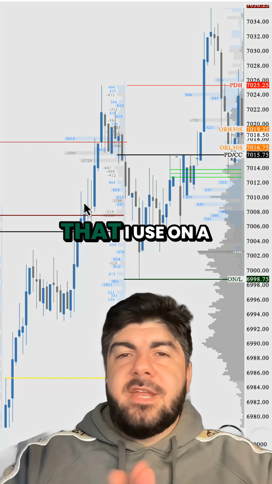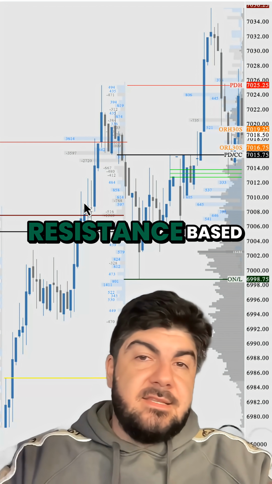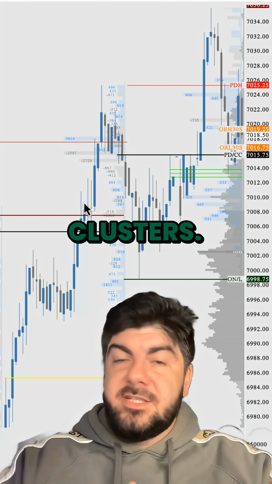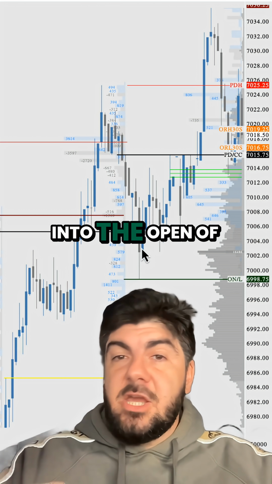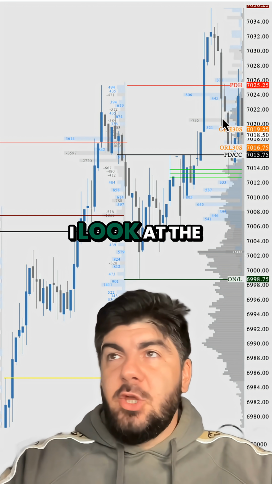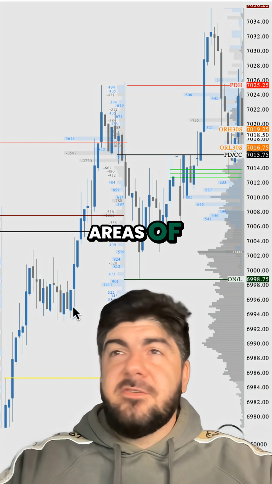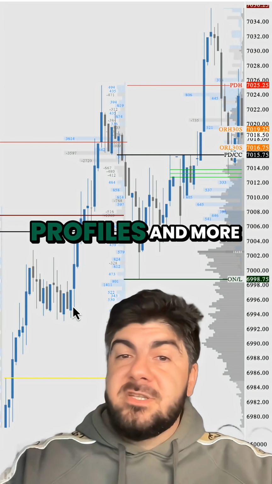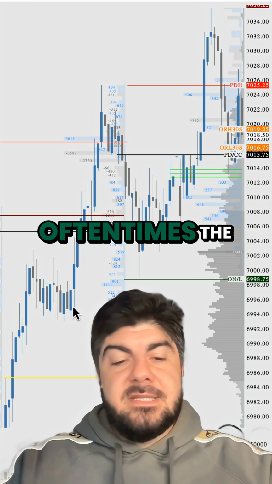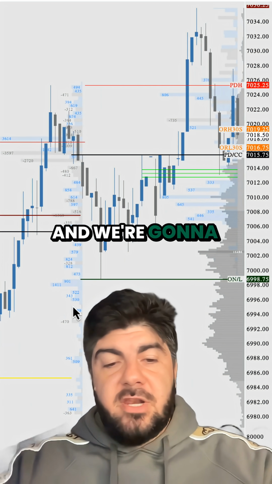This is the tool that I use on a daily basis to identify levels of support and resistance based on delta clusters. Now, the first thing I start by doing, leading into the open of today's session, is look at the overnight session and the prior day session to find areas of confluence. Sometimes you could zoom out and use multiple profiles and more data, but oftentimes the last two is enough. Now, I could show you this exercise and we're going to go through it together.